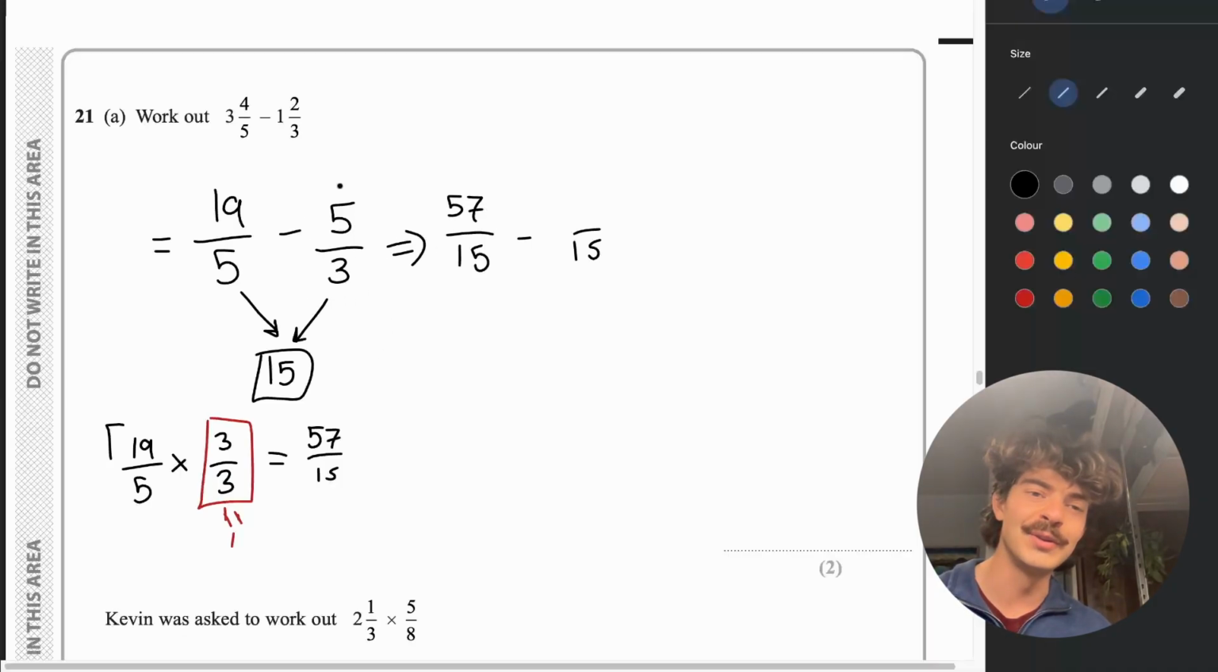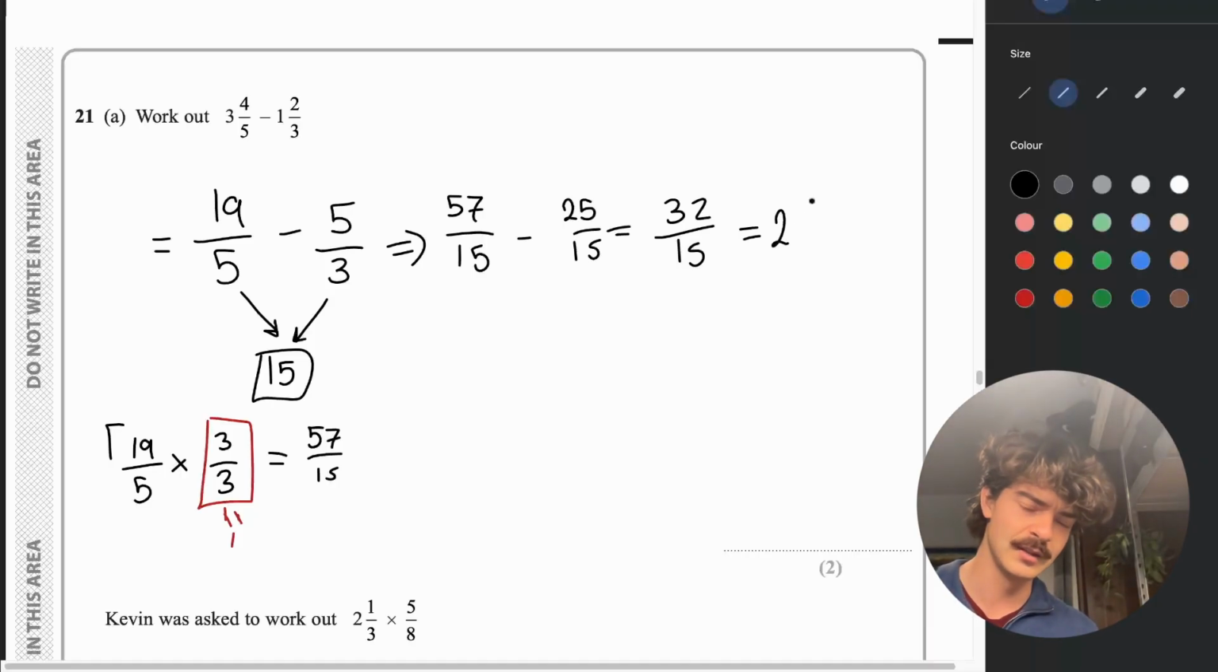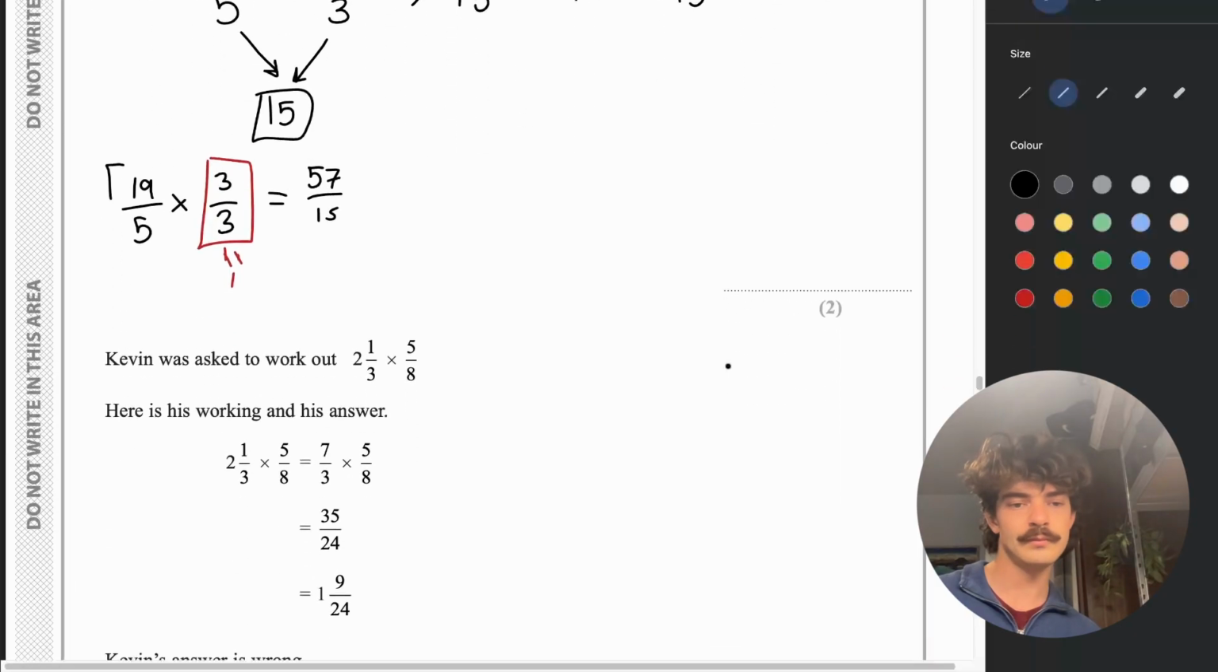Right. If we run through the same idea with the 5 over 3, well, to get from 3 to 15, we multiply by 5, and of course 5 times 5 is 25. So, lo and behold, to get our answer, all we need to do is find the difference between 57 and 25, which is going to be 32 over 15. This specific question doesn't ask for us to give it as a mixed number, but if we did want to do it, we ask how many times does 15 go into 32, and then we leave our remainder as the remainder over 15. In this case, 2 and 2/15. Cool.